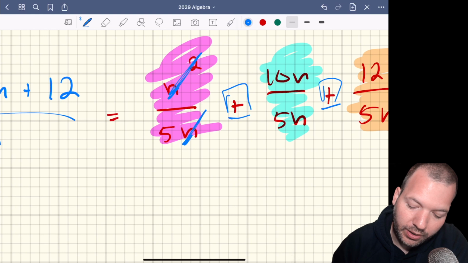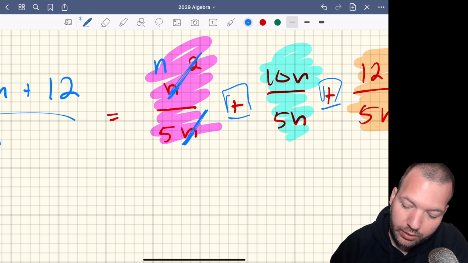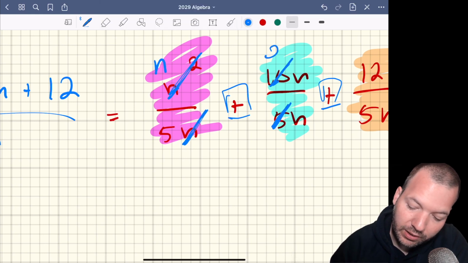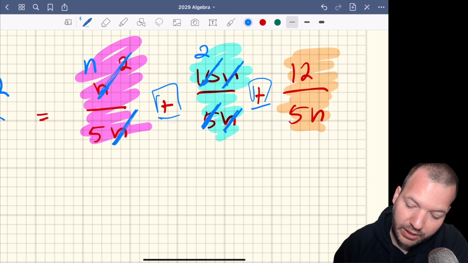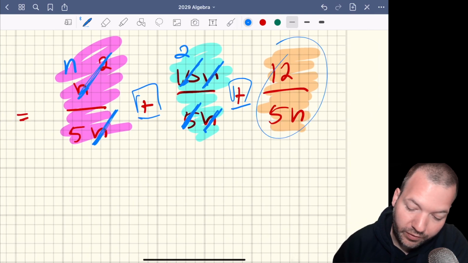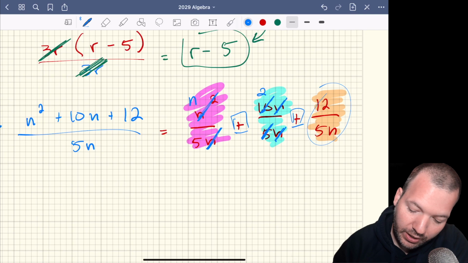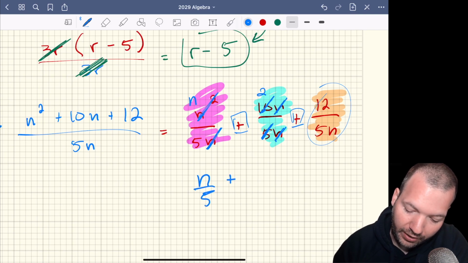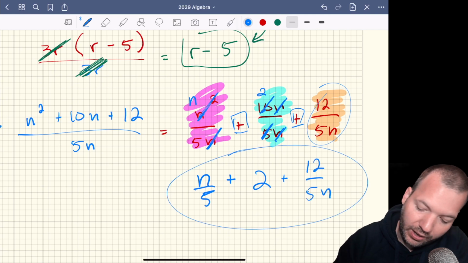N squared and n, leave an n. 5 goes into 10 twice, and my n's cancel. 12 over 5n, actually nothing cancels. And so that's how I end up with my expression here, n over 5 plus 2 plus 12 over 5n.